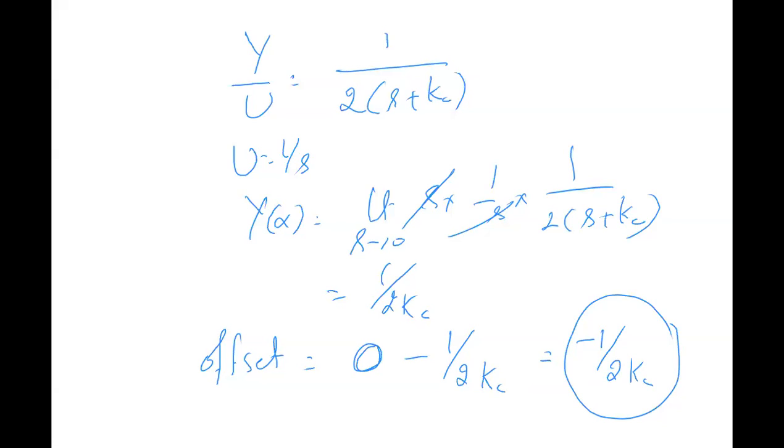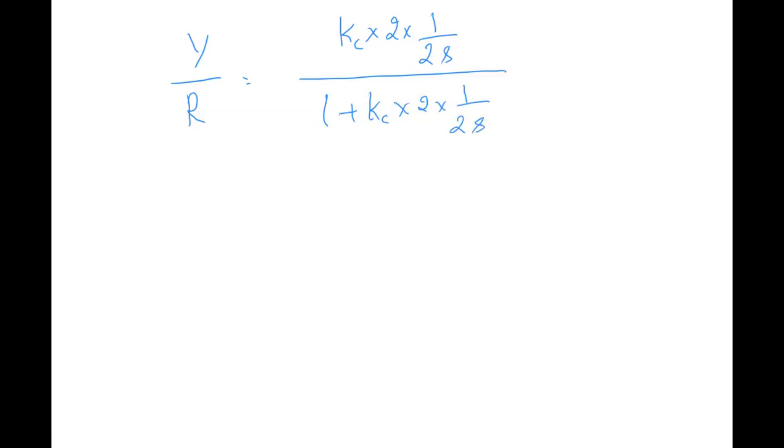So is it right? Now next one, write Y by R. So what is Y by R? Kc into, what is the control loop? 2 into 1 by 2s divided by 1 plus Kc into 2 into 1 by 2s. So 2 will cancel, 2 will cancel. So Kc by S plus Kc. Is it right?